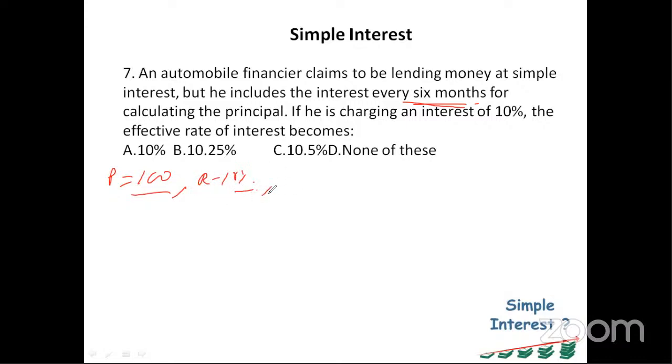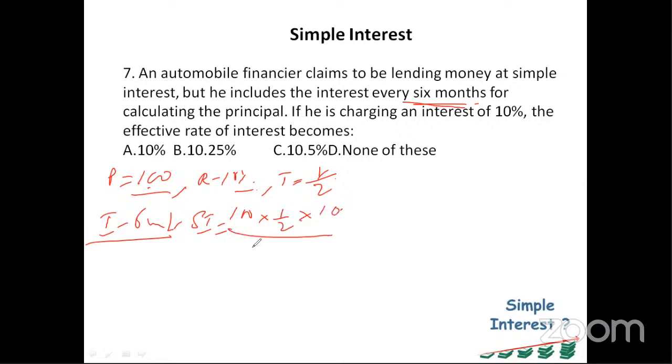Now let us find out. First case, the first 6 months. 6 months means 1 by 2, because we have to write it in years. First 6 months, simple interest is equal to PTR by 100. What is P? 100 we have assumed. T is 1 by 2, into R, which is 10, divided by 100. The 100 gets cancelled. 2 ones are 2, 2 fives are 10. So we get rupees 5. This is for the first 6 months.